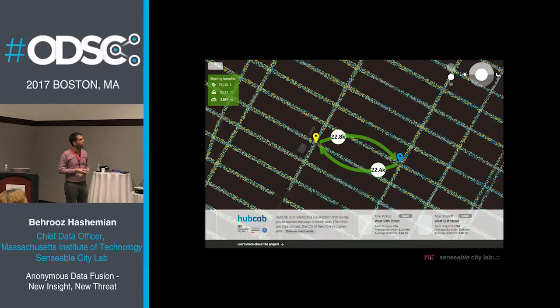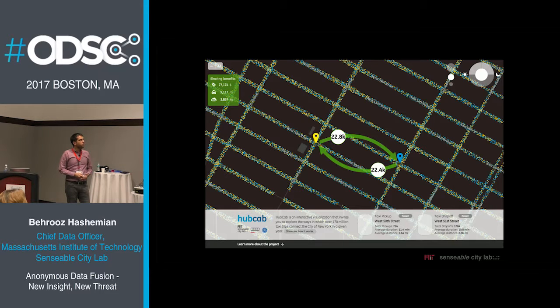This is the HubCab project. There's a website where you can go and pick a pickup and drop-off location. It can tell you how many trips go from this location to another location yearly. And interestingly, this one is one block in Manhattan, and 23,000 rides between only one block are happening. It's insane, but it's ridiculously shareable because the people are going in the exact same direction and very short distances.